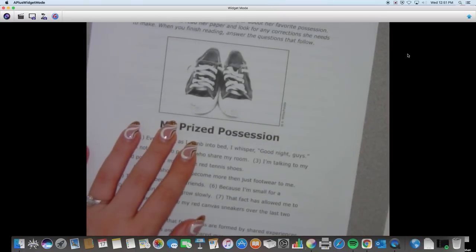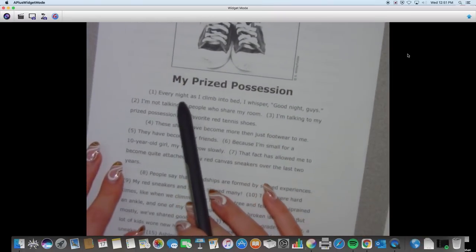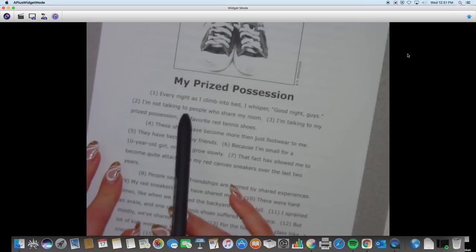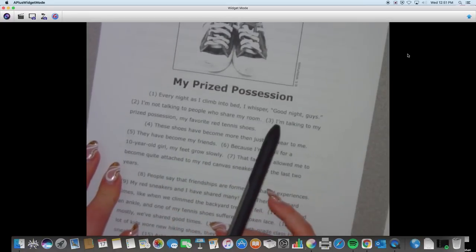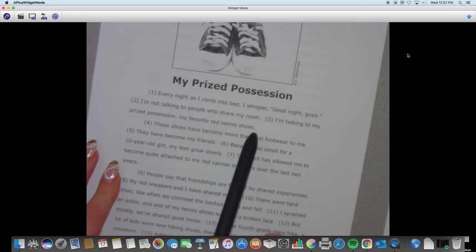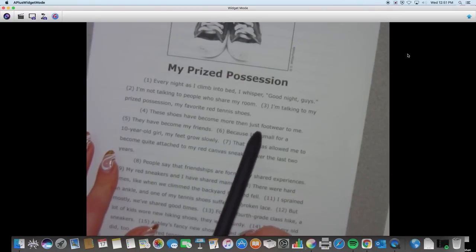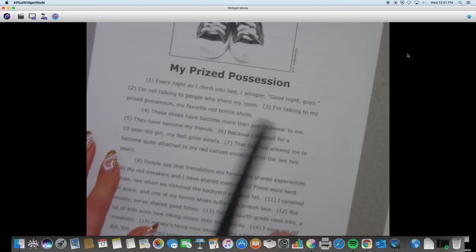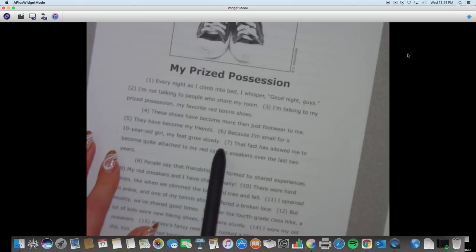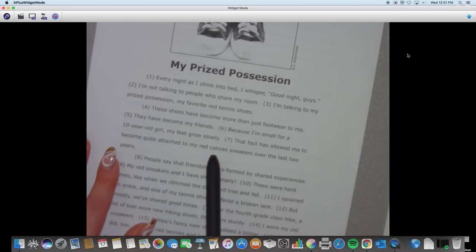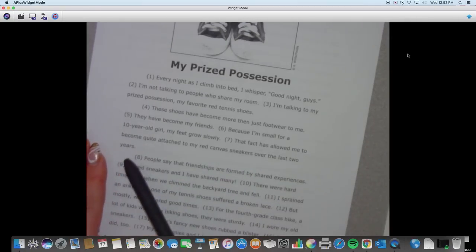My prized possession. Every night as I climb into bed, I whisper, "Good night, guys." I'm not talking to people who share my room. I'm talking to my prized possession, my favorite red tennis shoes. These shoes have become more than just footwear to me. They have become my friends. Because I'm small for a 10-year-old girl, my feet grow slowly. That fact has allowed me to become quite attached to my red canvas sneakers over the last 2 years.